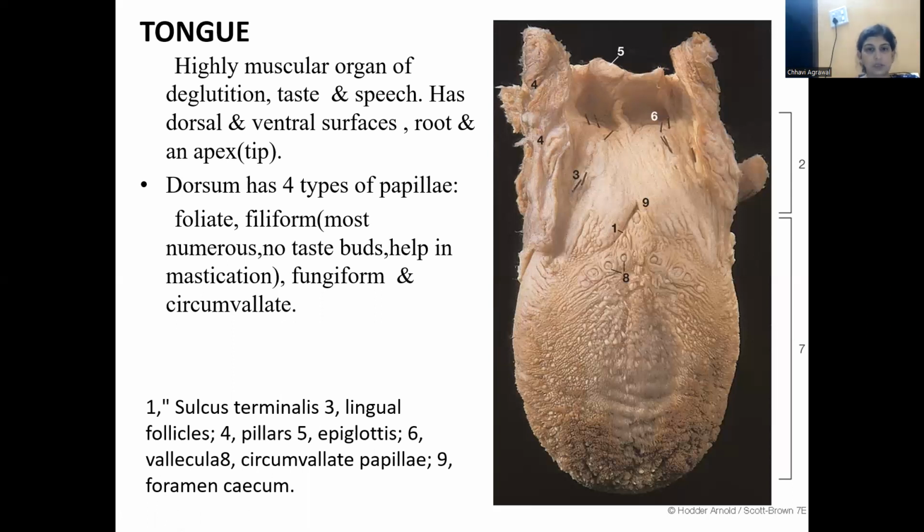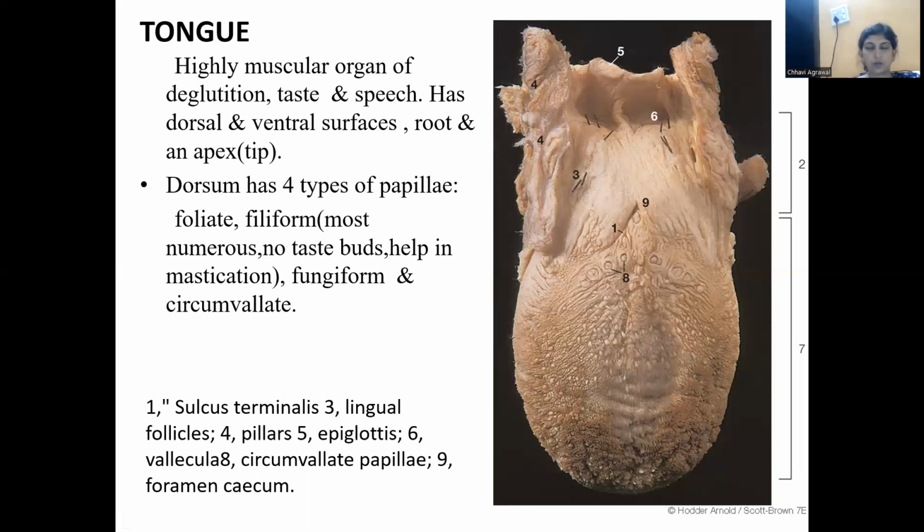And foramen cecum, this is the foramen cecum, which lies at the apex of the sulcus terminalis, whereas the circumvallate papillae are found anterior to it. This is the circumvallate papillae, which are lying anterior to the apex of the sulcus terminalis, which is formed by the foramen cecum.